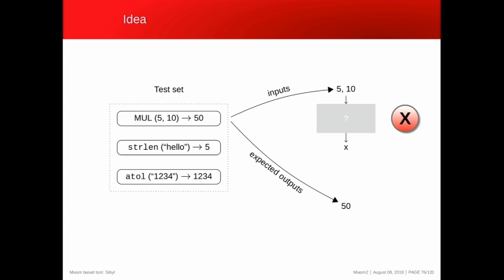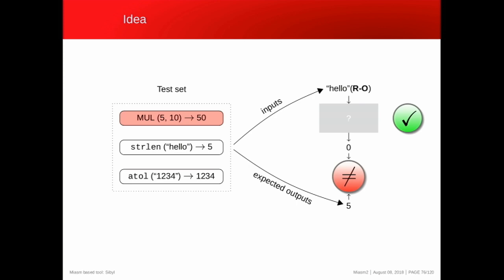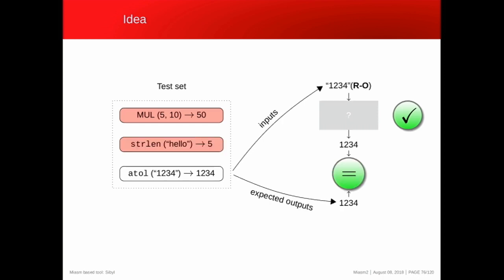So for instance, if I have a black box, I try to use the signature for multiplication with 5 by 10. I run it, it crashes, so obviously it's not a multiplication. Then I try to use strlen with the hello string as read-only in memory. It runs to the end but returns 0, so it's not strlen. And then I try A2L with 1, 2, 3, 4 as a string in input. It runs to the end. It returns 1, 2, 3, 4 as a long. So I can say, okay, this is the expected output for the A2L signature.